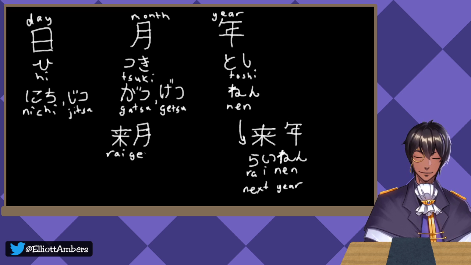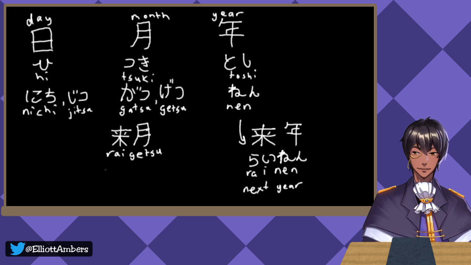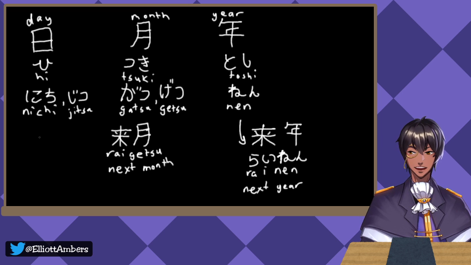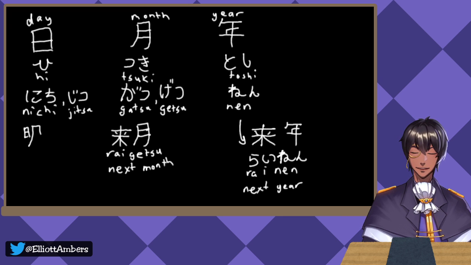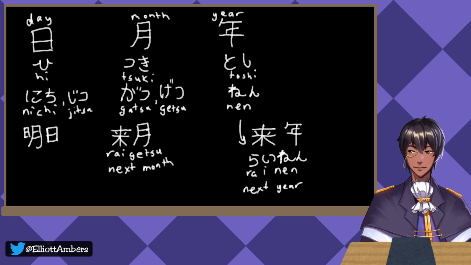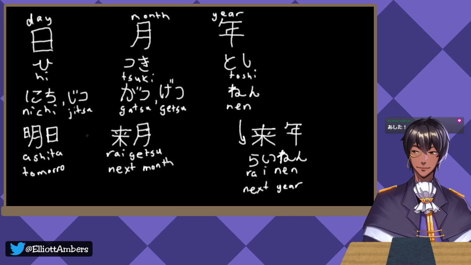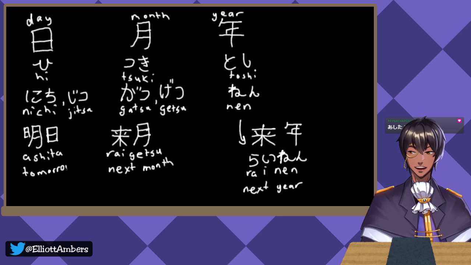Raigetsu. This is next month. And next day really just means tomorrow, and that's just not going to follow the pattern because you know how these things are. Just to show some examples of compound words here, we have ashita, tomorrow. I just want to throw some more examples of vocab words and how they blend with the kanji.